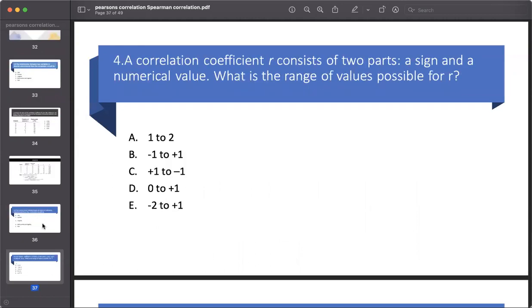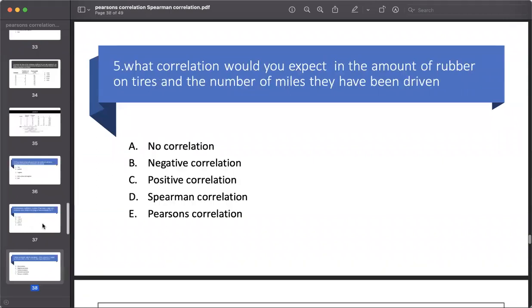Question number four. A correlation coefficient R consists of two parts, a sign and a numerical value. What is the range of values possible for R? A is 1 to 2, B is negative 1 to positive 1, C is positive 1 to negative 1, D is 0 to positive 1, E is minus 2 to positive 1. No, the answer is B as we discussed in the presentation earlier. Negative 1 to positive 1.